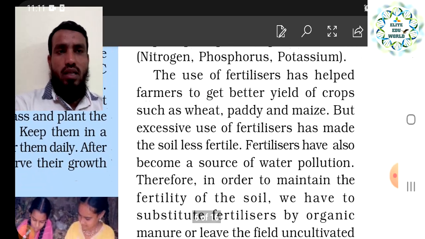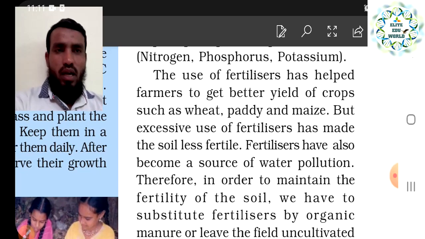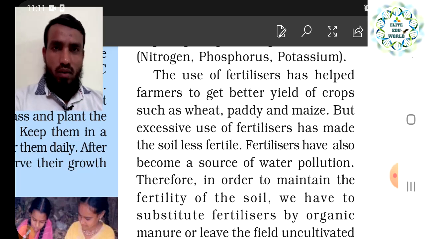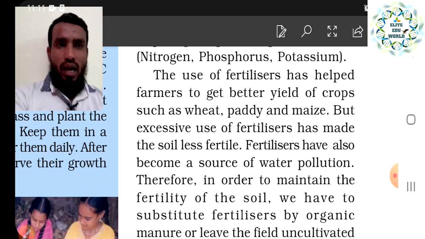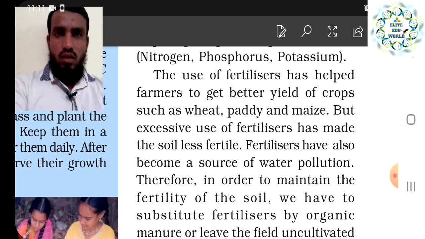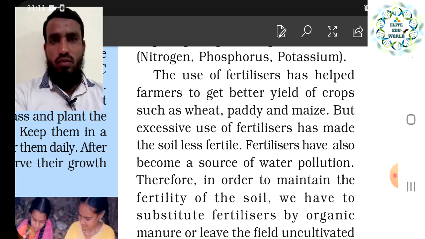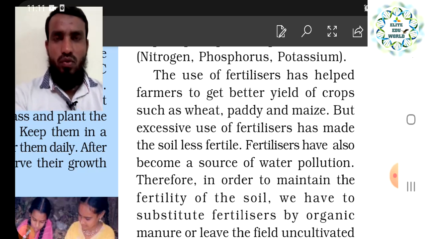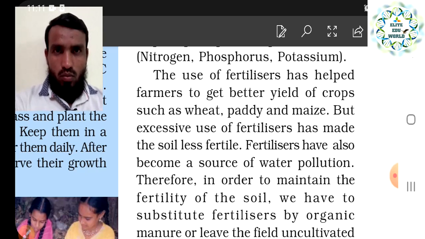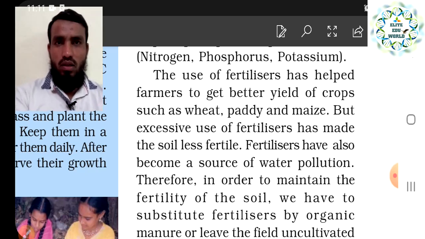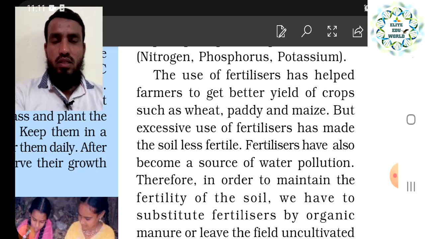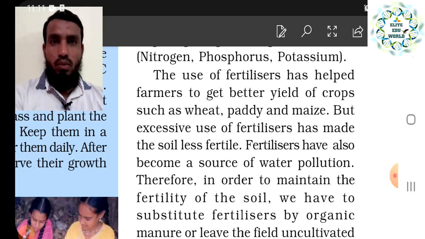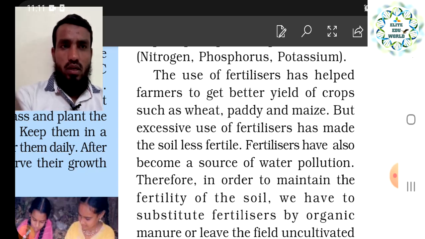The use of fertilizers has helped farmers get a better yield, and that is the reason why farmers add fertilizers after sowing seeds, like wheat, paddy and maize, whatever crops we have. We have to add fertilizers because they fulfill the requirement which is not fulfilled by our soil. Most of the time there is a deficiency of nutrients in the soil, so we have to give supplementary nutrients to our crop.